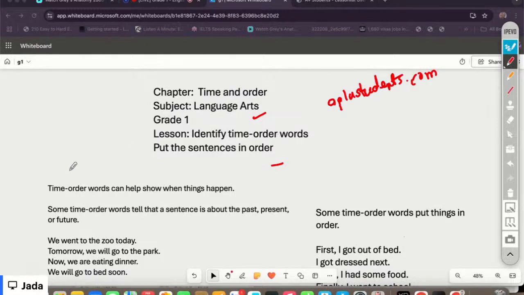All right, so time order words can help show when things happen. So we need time order words because they can show us when something happens. Some time order words tell that a sentence is about the past, present, or the future.